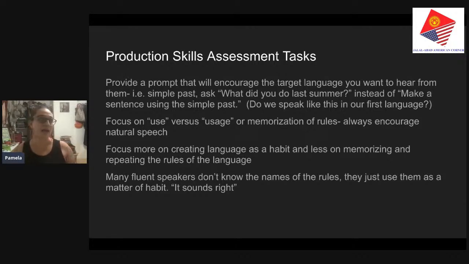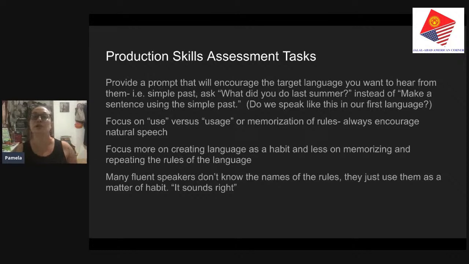For example, I didn't even know what the simple past was until I was 26 years old and getting my degree in teaching English as a foreign language. So we're focusing on use versus usage. Use is how the language is used in natural speech in international communication. Usage is the, quote, correct way, or the memorization of rules. So we want to encourage natural speech.